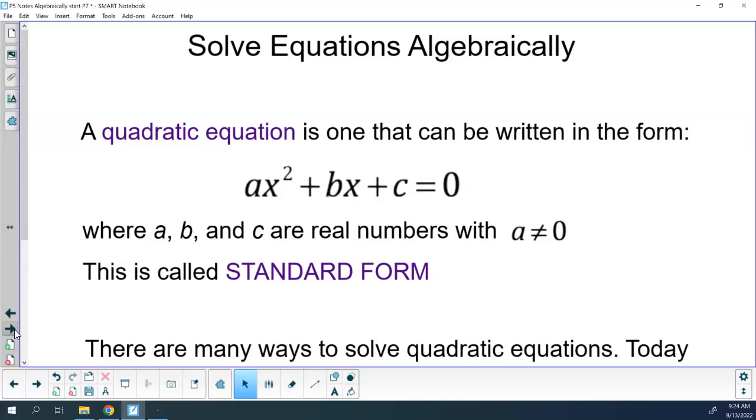All right. So today what we're going to do is solve quadratic equations algebraically. Now you probably solved quadratic equations before when you were in Algebra 2. Okay? So a quadratic equation is one that can be written in the form ax squared plus bx plus c equals 0. A, B, and C are real numbers with A not equal to 0, because that makes the quadratic part. If A is 0, then the ax squared term is gone. Then it's just a linear equation. So this is the standard form of a quadratic equation.